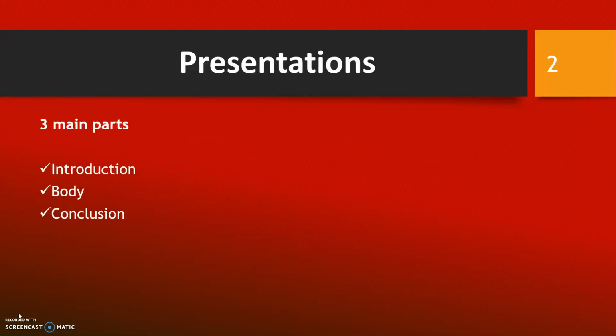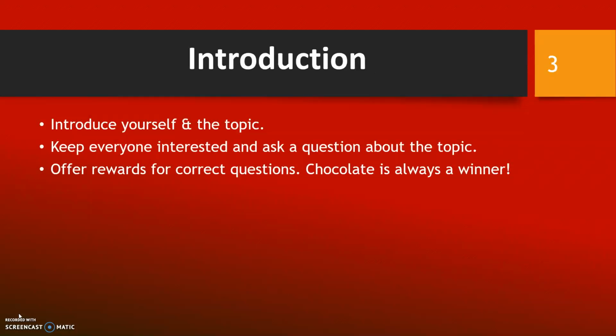Firstly, a presentation is made of three main parts: an introduction, a body, and a conclusion. In the introduction, you're going to do the following. You can introduce yourself and the topic. You need to keep people interested, so it's a good idea to ask a question about the topic and offer rewards for correct answers. And chocolate is always a winner to get people motivated for that.